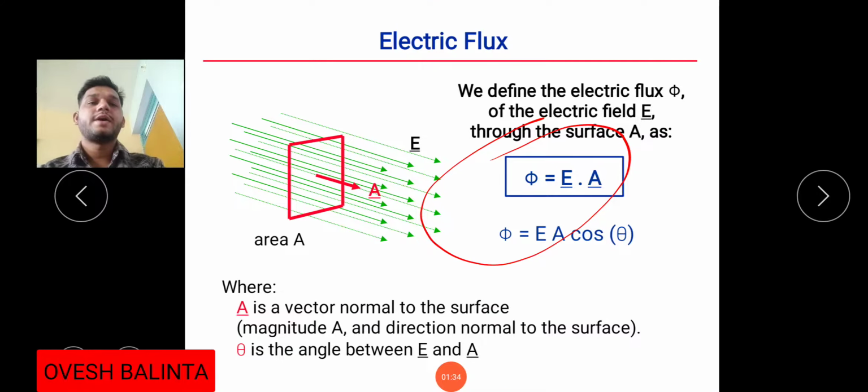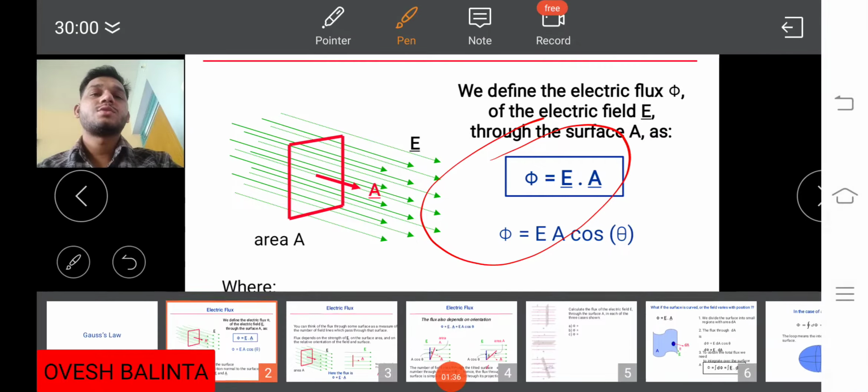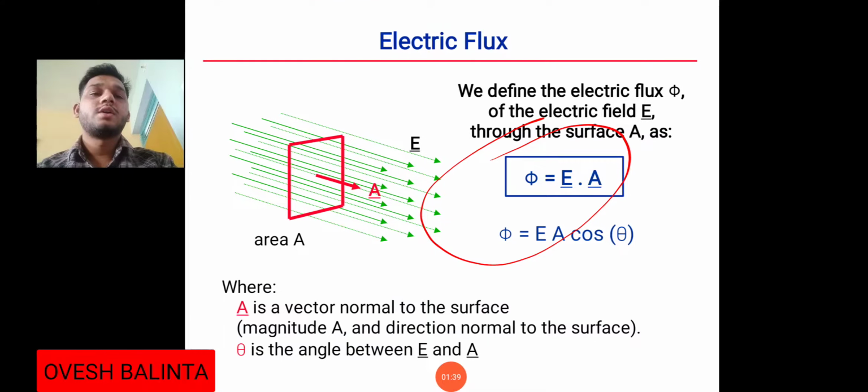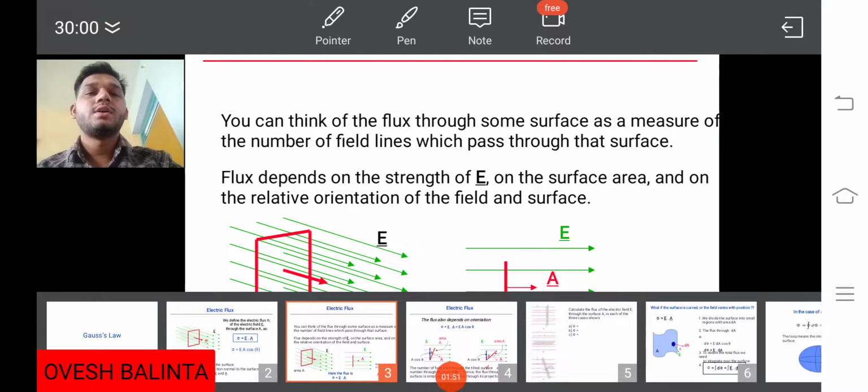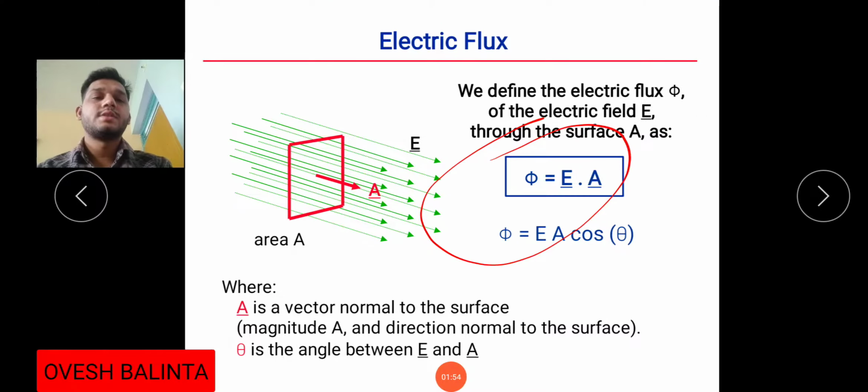phi is equal to EA cos theta. Here there is an area, my area A. Phi is equal to EA, where E is my electric field and A is our area. So we can write it as E dot A.